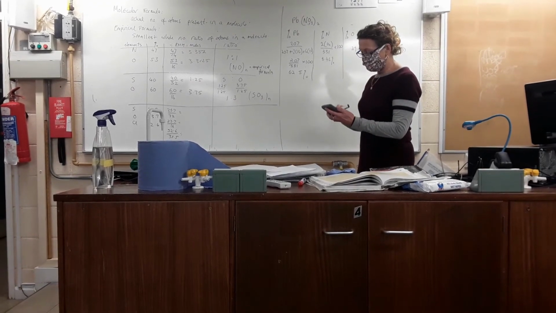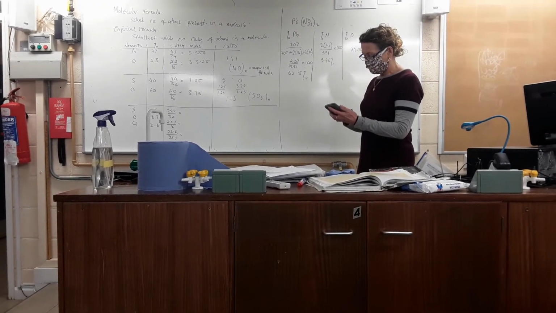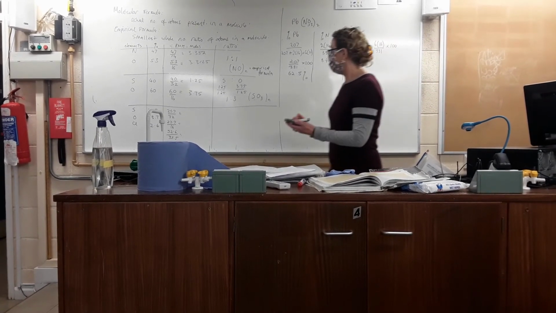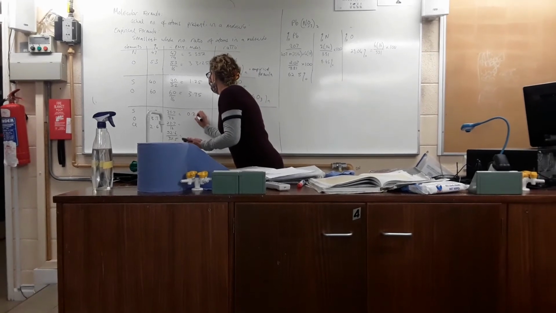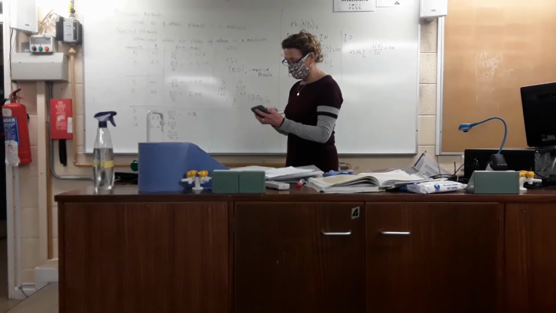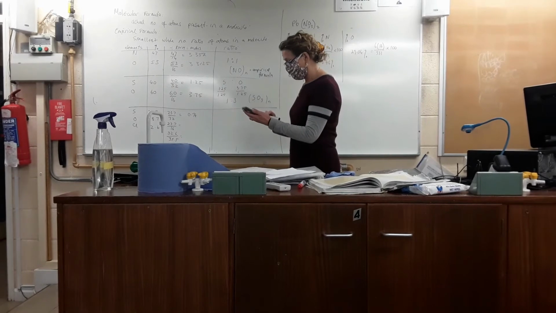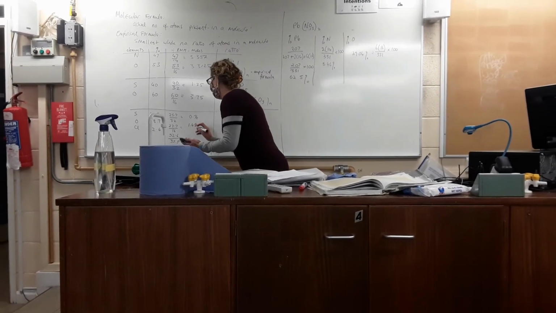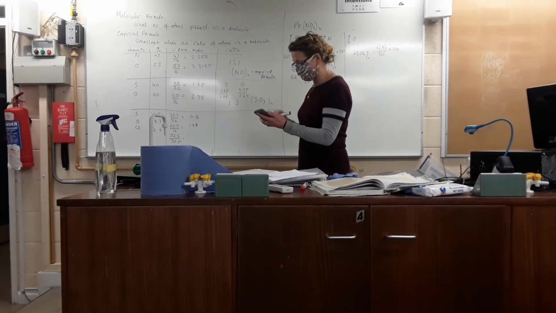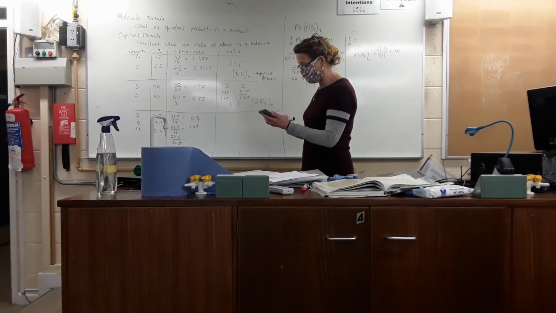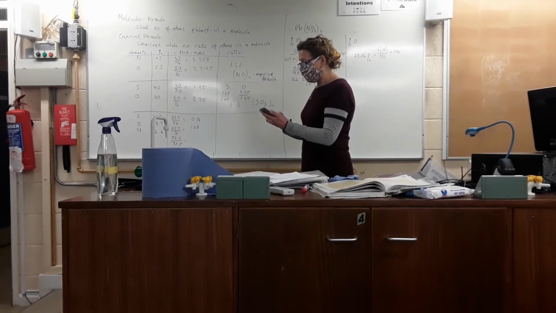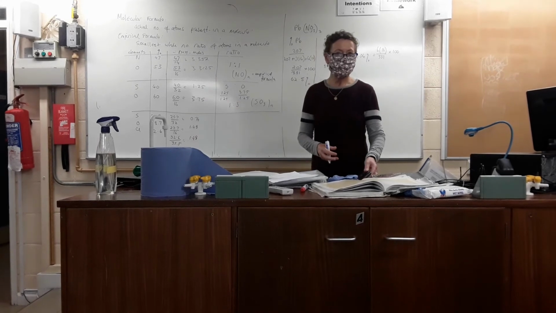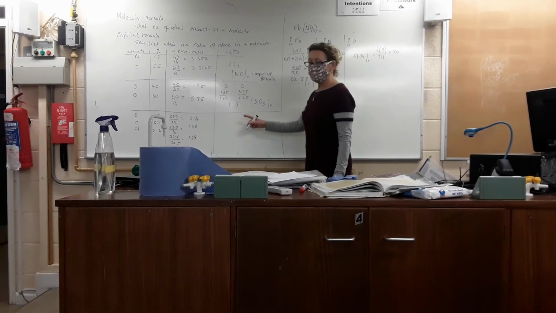So 23.7 divided by 32 will give me 0.74. 23.7 divided by 16 will give me 1.48. And 52.6 divided by 35.5 will give me 1.48. Okay, so now I'm going to do the ratio.